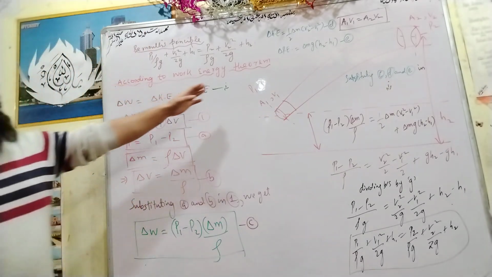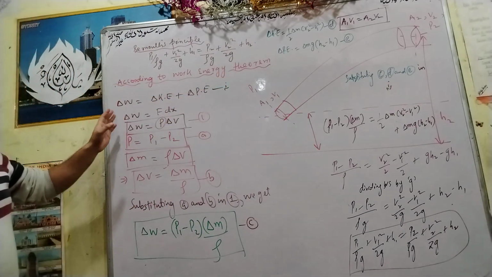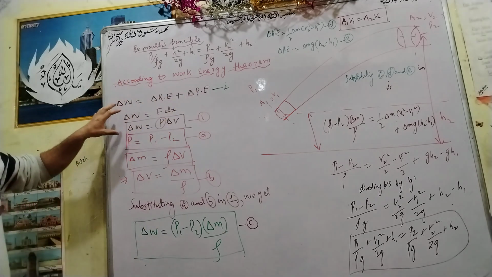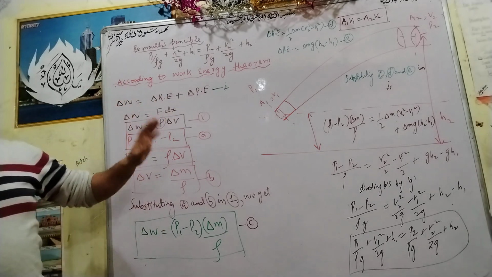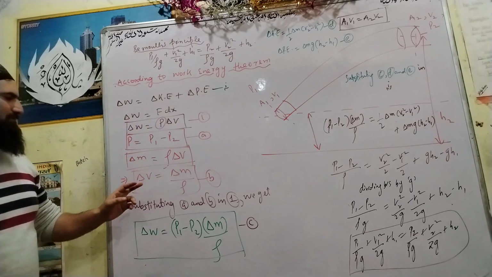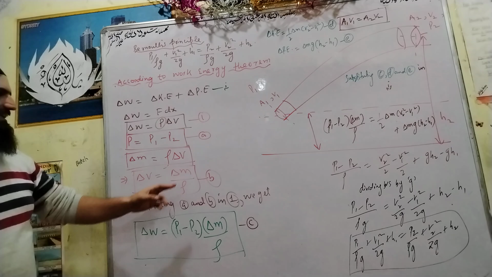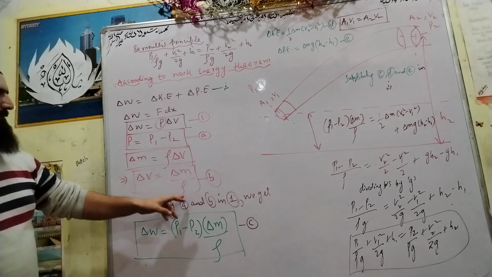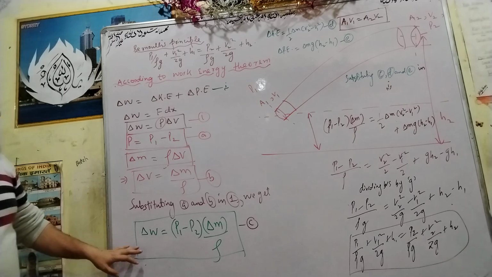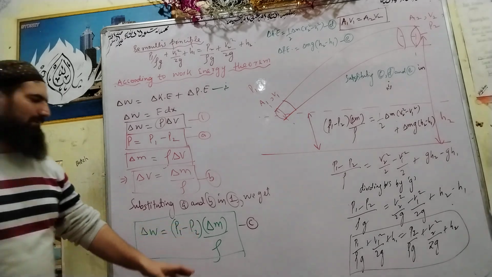So we will use the work energy theorem, according to which the change in kinetic energy and potential energy is equal to the work done on it, and work done on it is equal to the pressure into delta V, and the pressure here is the effective pressure, that's P1 minus P2. Delta M is equal to rho delta V. Delta V is equal to delta M by rho. So the value of A and B are to be substituted in the equation. First we will obtain the value of delta W as P1 minus P2 into delta M by rho.